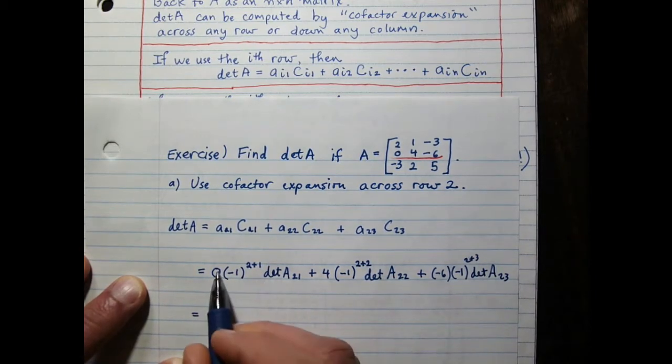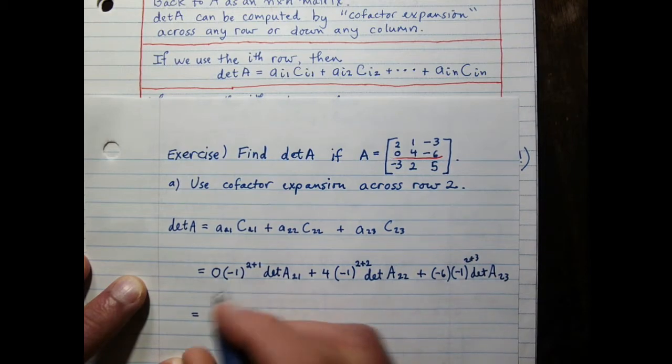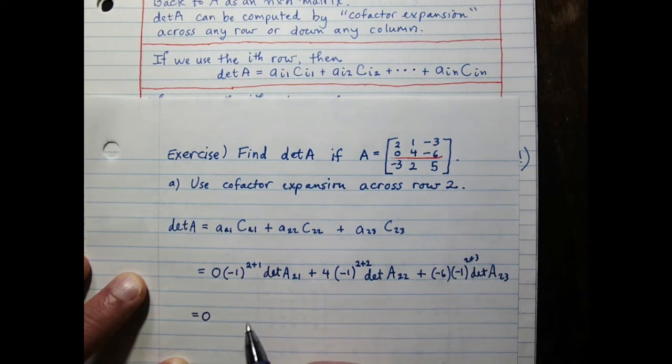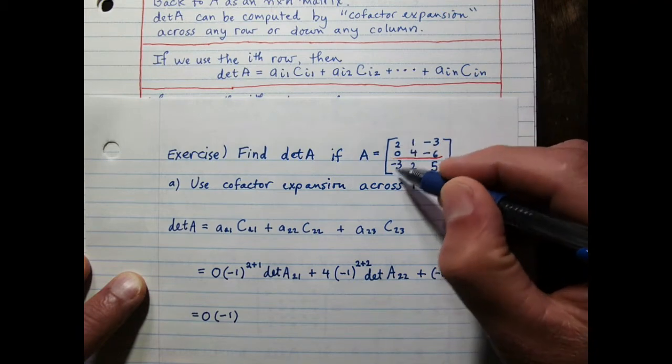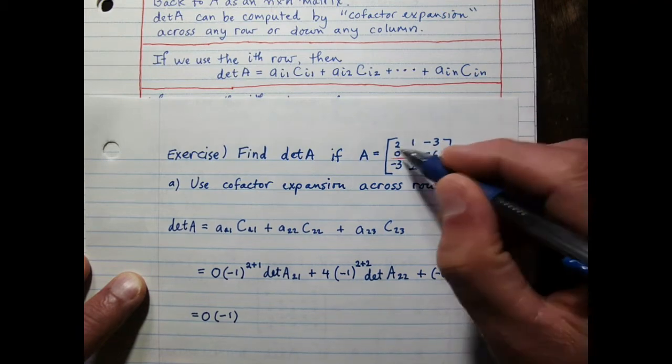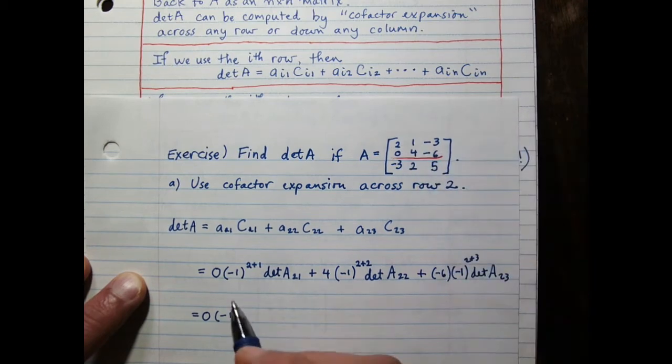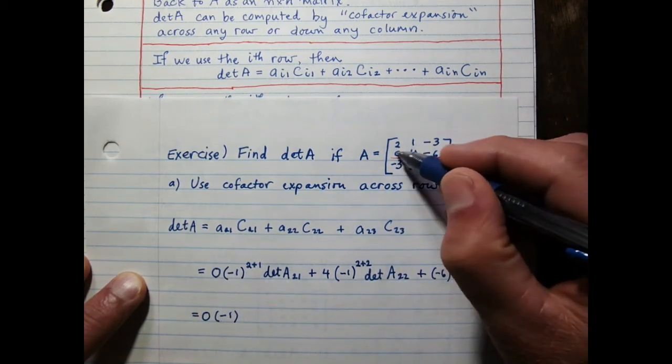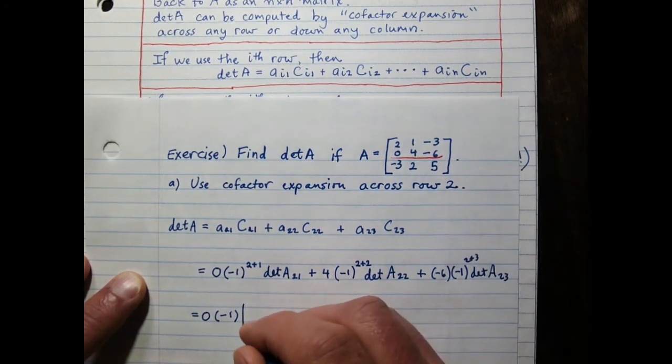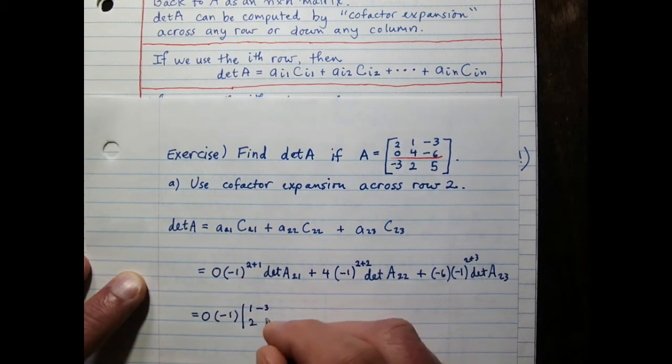Now, again, I got a 0. Once I know there's a 0 factor, I don't have to figure anything out there. I'm still going to write it out here just for the record. But now, also, this first -1 to a power, it's going to be -1 cubed. That's going to turn out to be -1. And the determinant of A21 is the submatrix I get when I remove the row and column of this A21 entry, right? So when we remove the first column, second row, I can write that as a 2 by 2 determinant. It's going to be 1, -3, 2, 5.